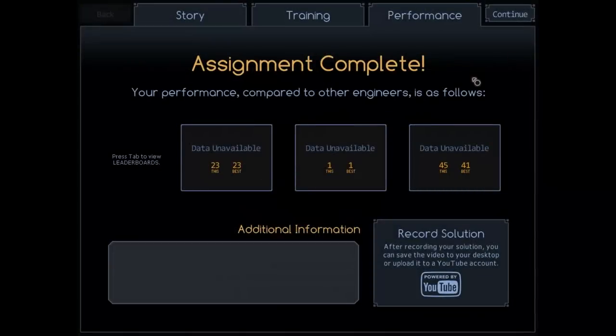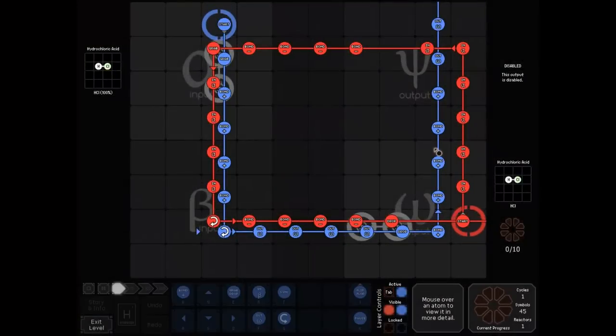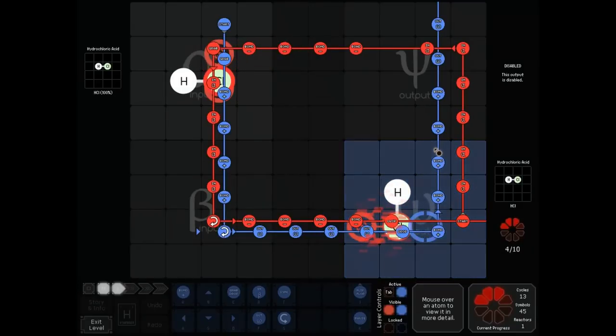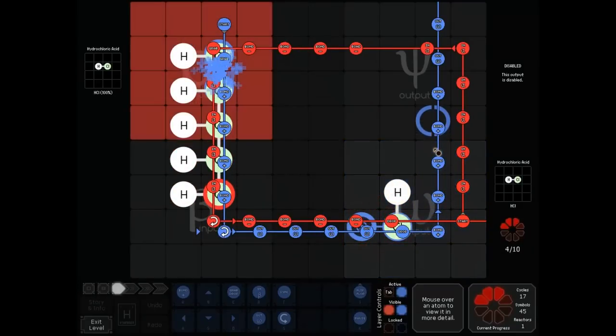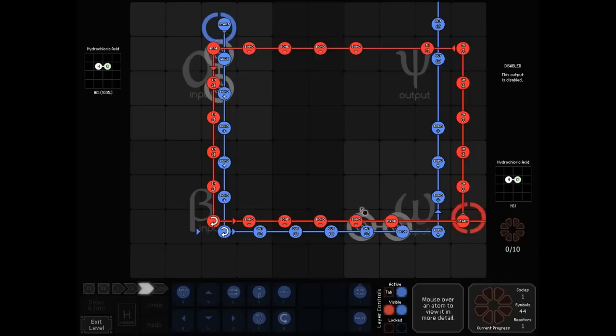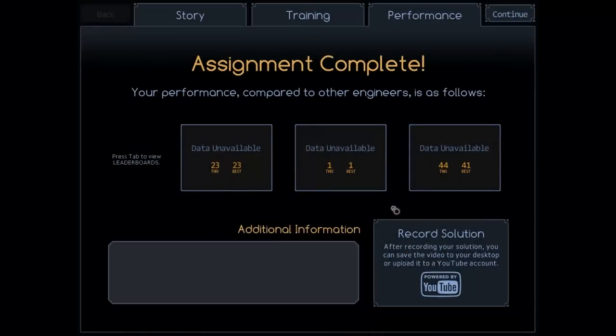Okay, so 23 cycles. We saved 1 cycle. I know there's something I didn't need here. We actually don't need that bond there. So 23 cycles, 44 symbols. That was quite a popular solution. A lot of people submitted that one. But we can do a little bit better.